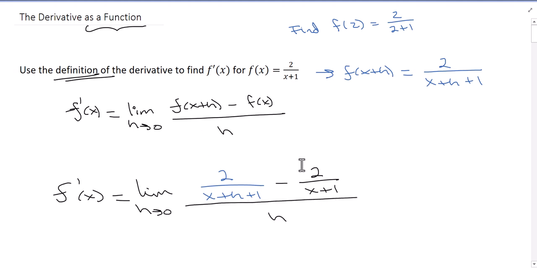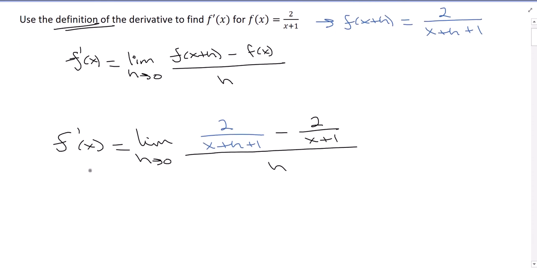Now we want to simplify this so that we can take the limit. Notice that if I just take the limit right now, plugging in 0 for h, I'm going to have 2 over x plus 1 minus the same thing. So I'm going to get 0 over 0, which means do some algebra.